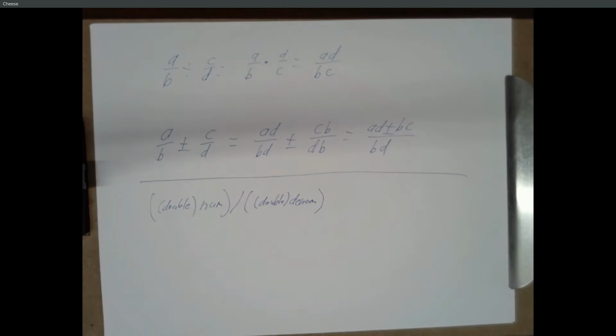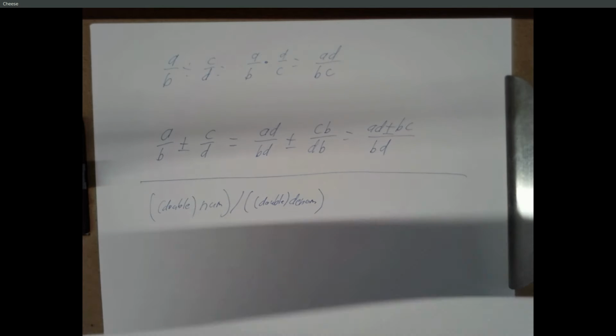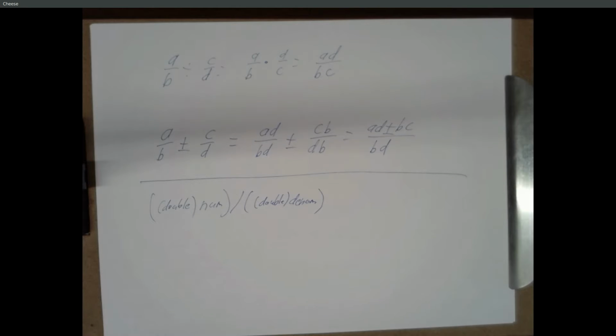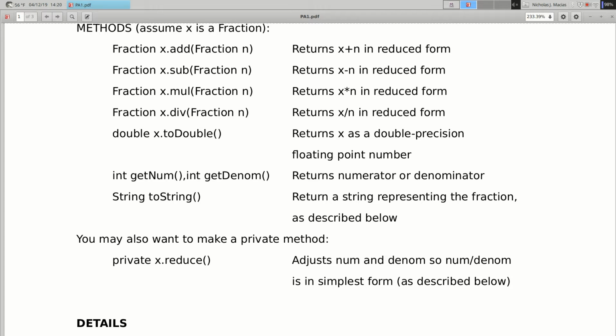So if my fraction looks like 2/3, right, if my numerator is 2, my denominator is 3, if I say fraction dot toDouble, that'll return 0.66666667. Good so far?